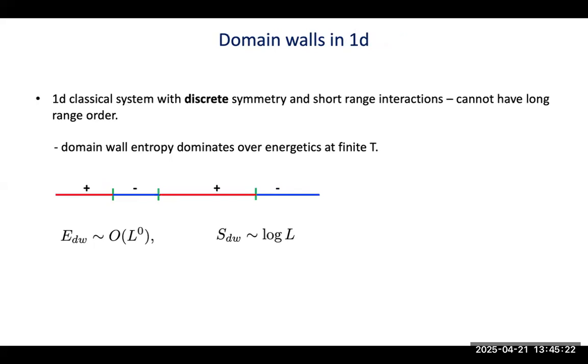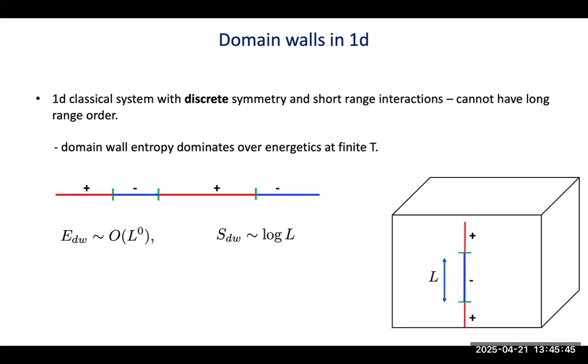If we start with an ordered state and we consider a domain wall, here I'm just going to be thinking in the context of the Ising model. The domain wall costs an energy which is constant in system size, but you can place the domain wall anywhere, so the entropy of the domain wall grows logarithmically with the system size. So at any finite temperature, domain walls proliferate, entropy wins.